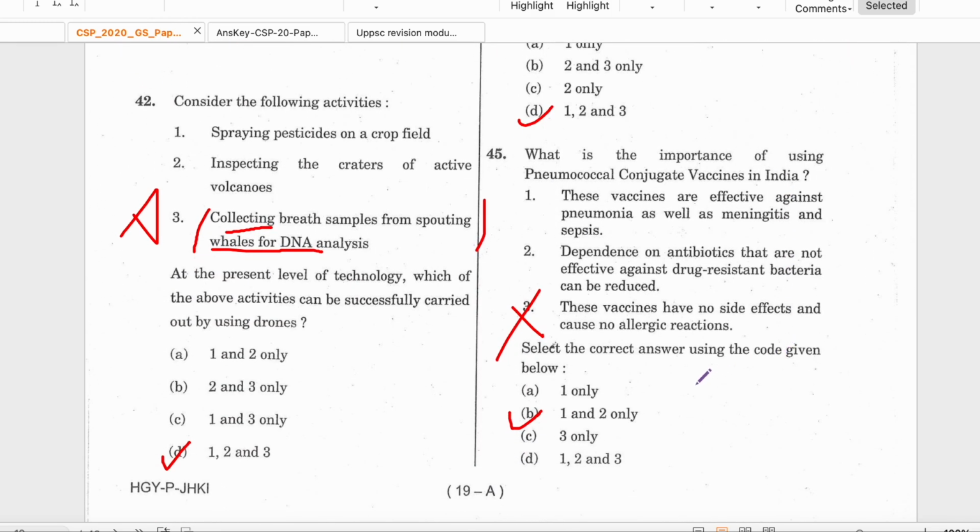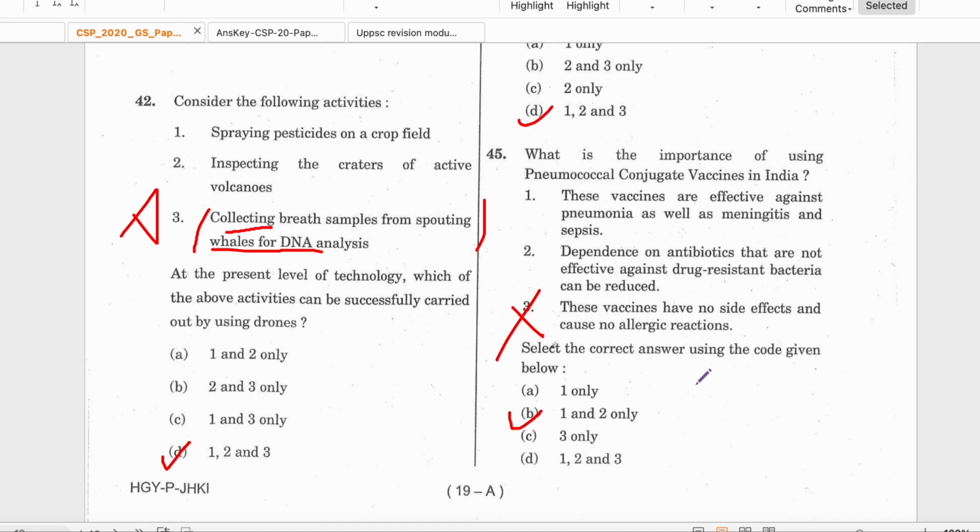Let's come to question number 45. What is the importance of using pneumococcal conjugate vaccines in India? These vaccines are effective against pneumonia as well as meningitis and sepsis. Dependence on antibiotics that are not effective against drug-resistant bacteria can be reduced. These vaccines have no side effects and cause no allergic reaction.